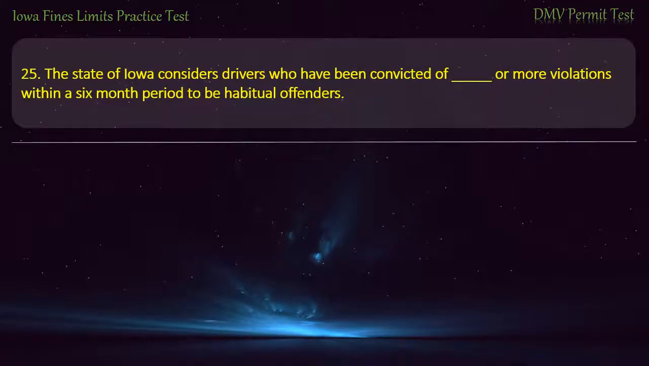Question 25. The state of Iowa considers drivers who have been convicted of blank or more violations within a 6-month period to be habitual offenders. 2, 3, 5, 4. Answer. 3.